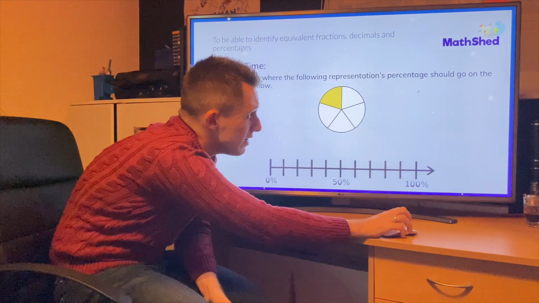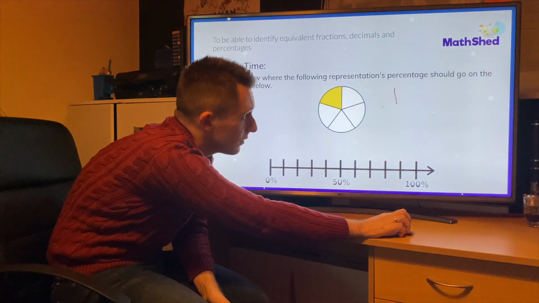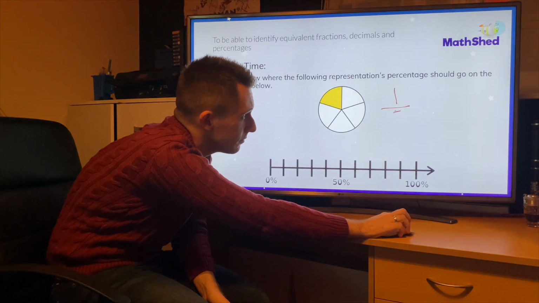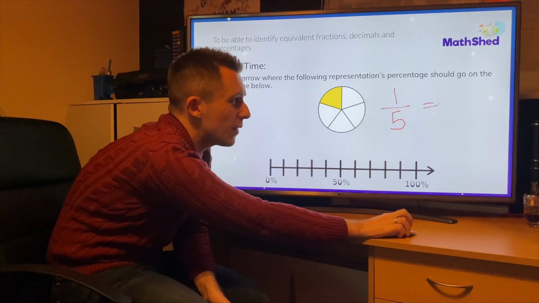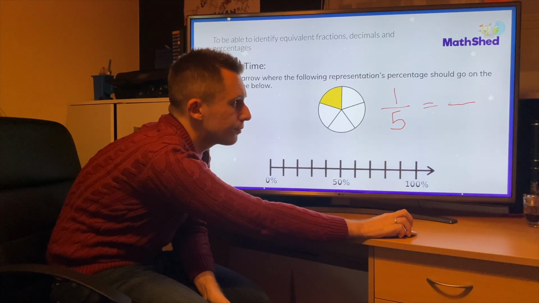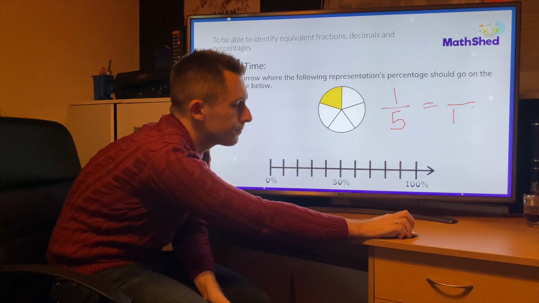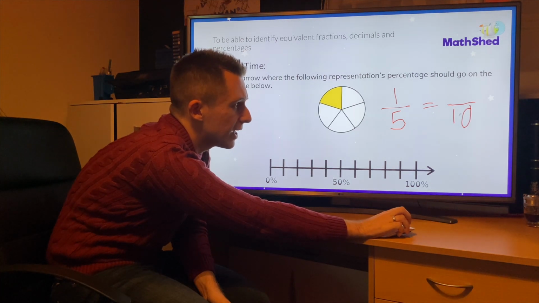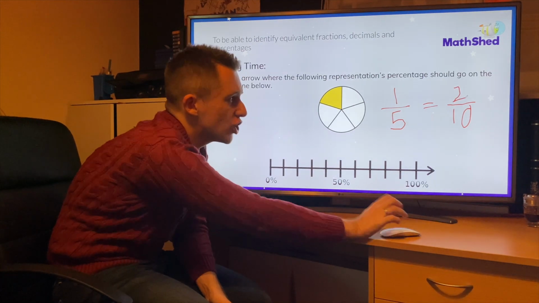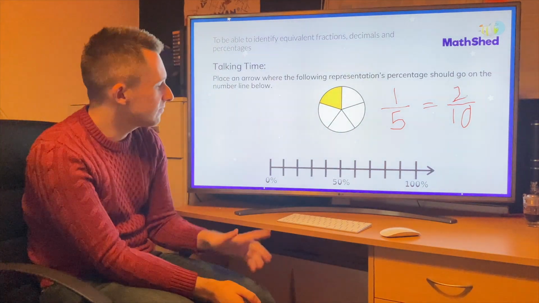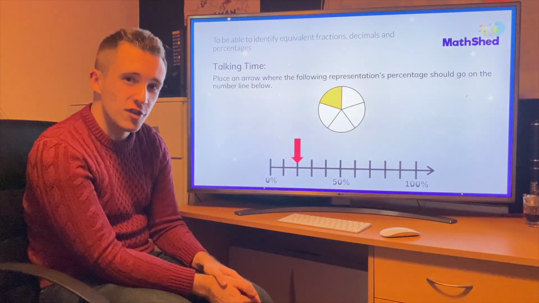Okay, so we've got at the moment 1 out of 5. We need to turn that into tenths. Now 5 to 10 is doubled, so we do the same to the top. So that would become 2 out of 10, which would sit just there.